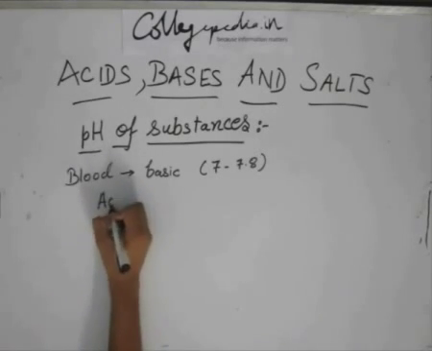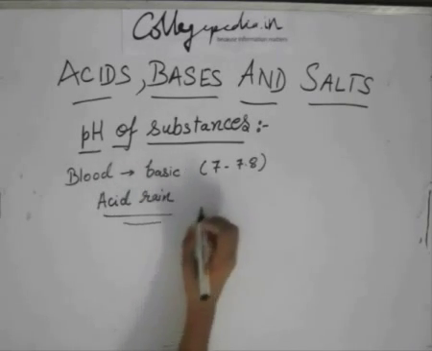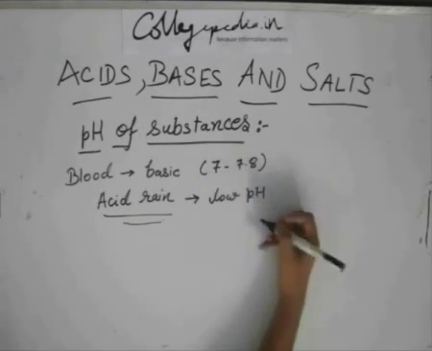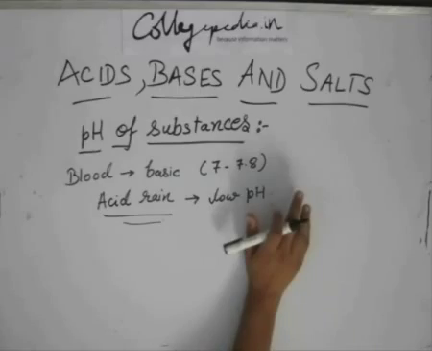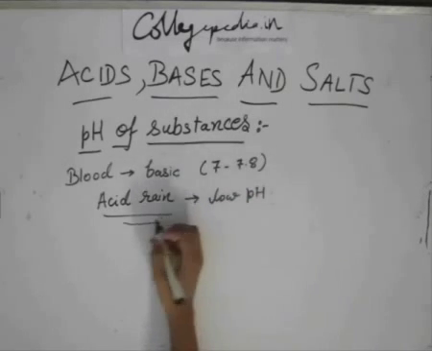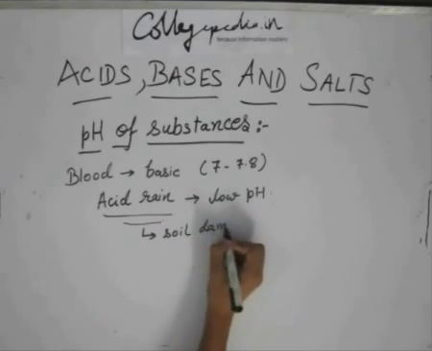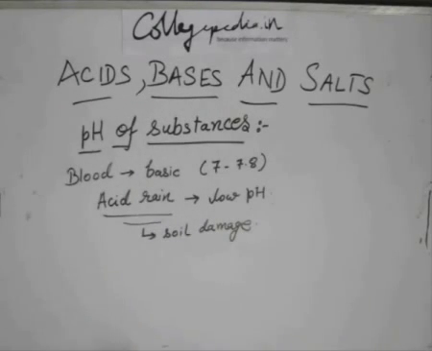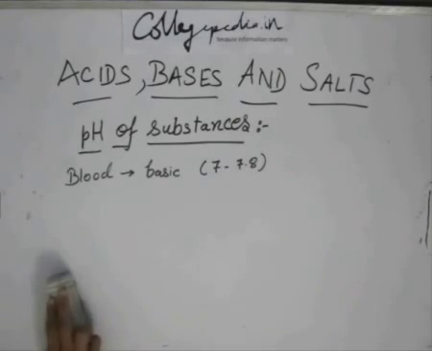And you know, we have acid rain. This acid rain has a very low pH. Low pH means it is acidic. So when this acid rain falls on the soil or on the ground, it damages the soil, and if it falls on our body, it will damage our body also. It is not very low, but it is a low pH, and our body is not comfortable in low pH.